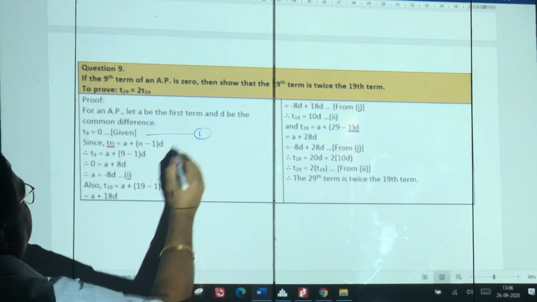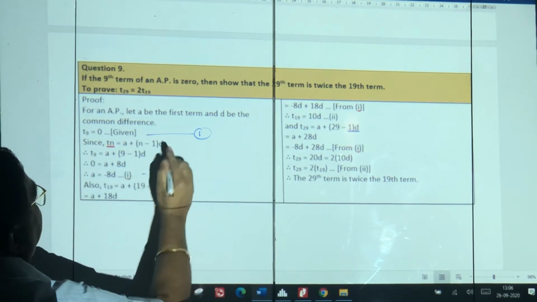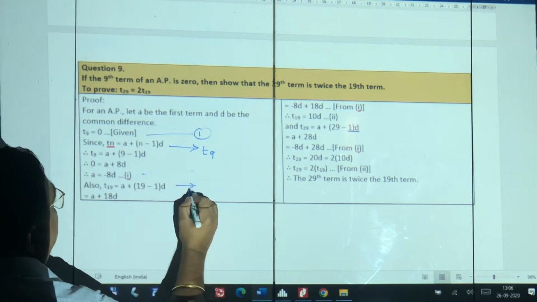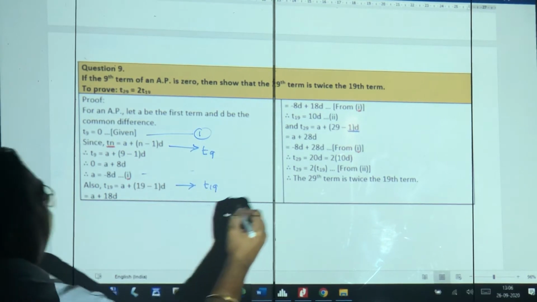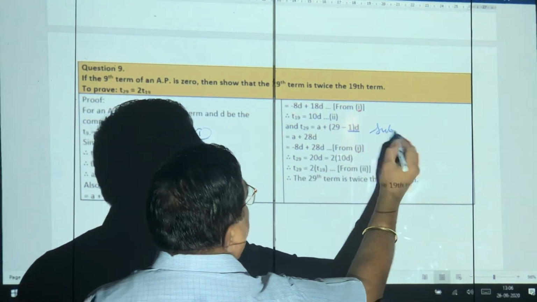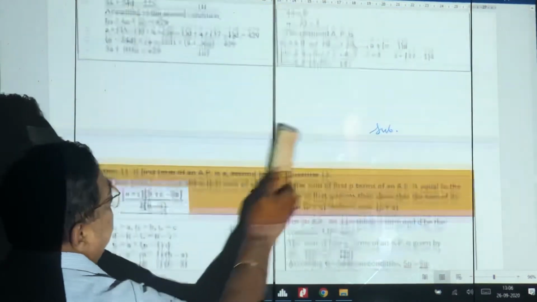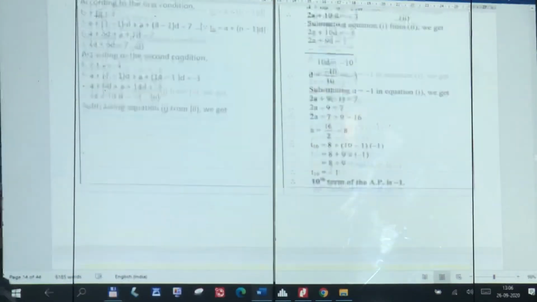Step number 1. Second, find, as you said, T9. Third, take T19. Fourth, substitute. And then you get the answer. Okay? So don't look confused. Everything is same. Repeat, repeat, repeat. Please practice. Make fluorescent, underline. Okay? And keep track.